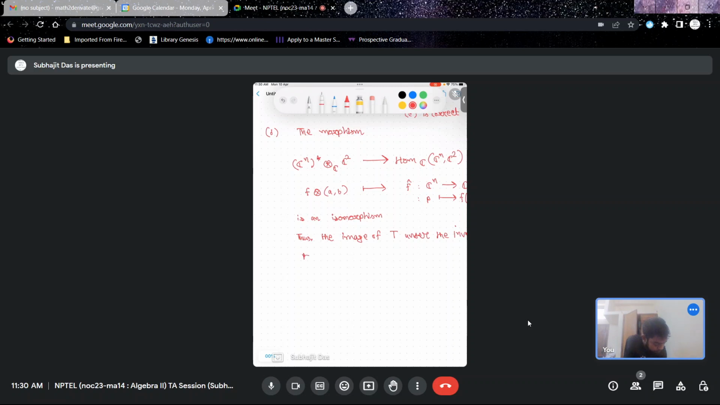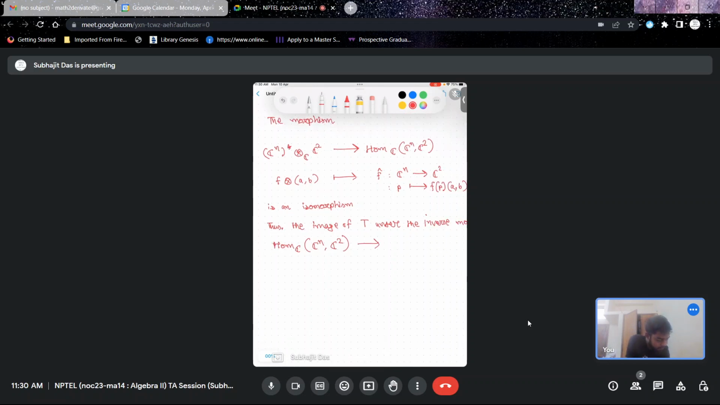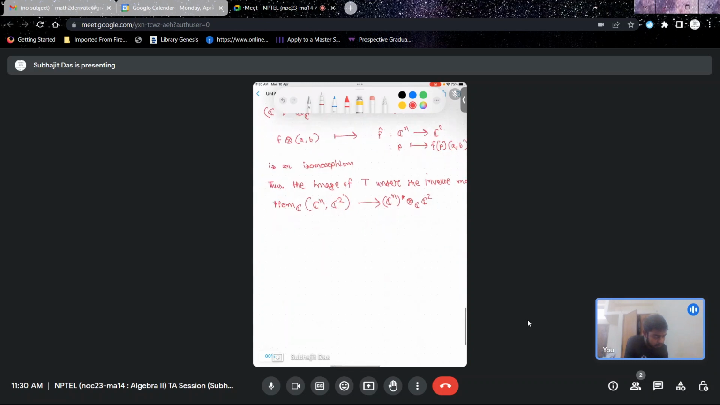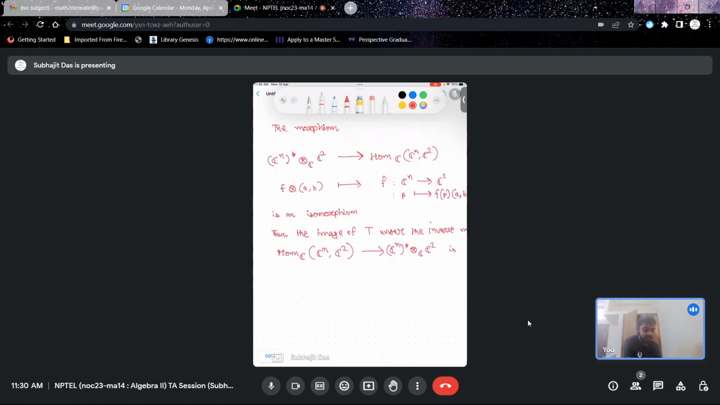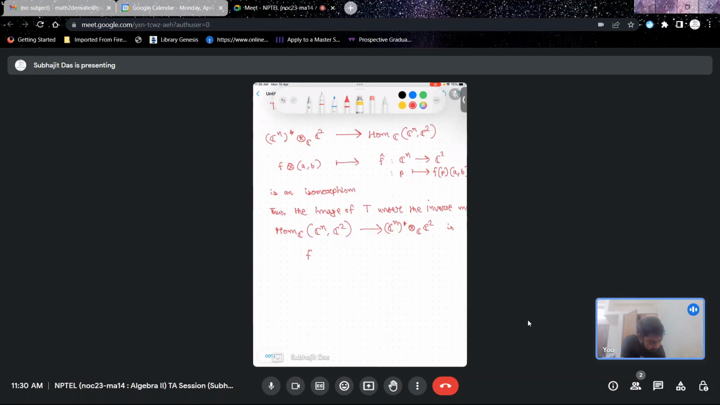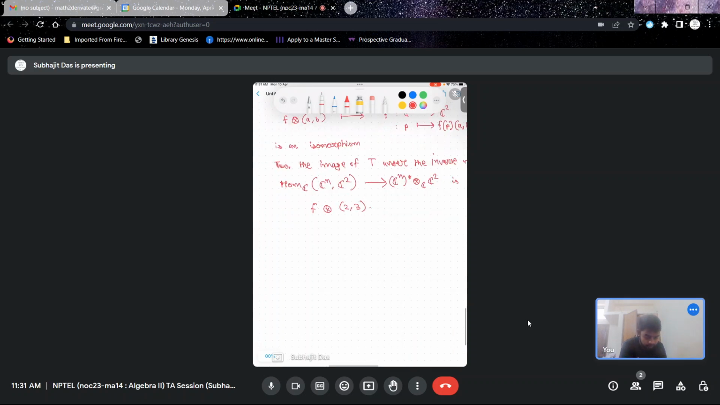Morphism from Cn comma C2 into Cn star tensored over C with C2 is therefore... so what was T? T of P was f of P times 2 comma 3. So this image is clearly f tensored with 2 comma 3. Why? Because f tensored with 2 comma 3 under the forward mapping will get mapped onto T, and since this is the inverse morphism, the image of T will clearly be this. So this proves statement 3, I mean question 3.